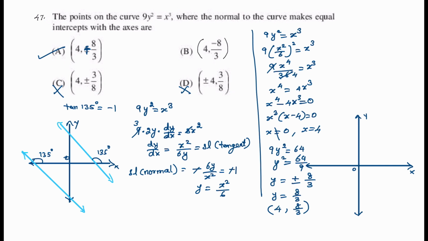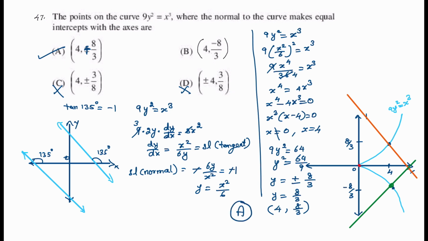9y square equal to x cube graph will look like this. This is the shape of the given curve. At the point x equal to 0, x-axis is the tangent, so normal is the y-axis. So intercepts of that normal won't be equal. And when x-coordinate is 4, y-coordinate can be plus 8 by 3 or minus 8 by 3. Only the normal drawn at 4, plus 8 by 3 will make equal intercepts on the x and y axis, whereas for the normal drawn at 4, minus 8 by 3 the intercepts won't be equal. One intercept will be positive, the other intercept will be negative. That's why we are taking plus 8 by 3 as the answer. Therefore, the correct option is A, 4 and plus 8 by 3.